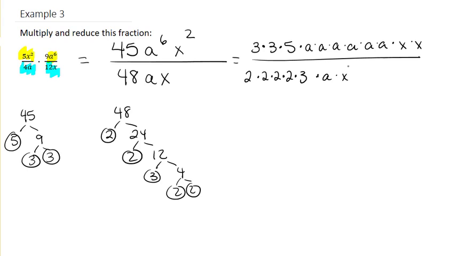So now let's go ahead and cross out the ones we have in common. So we have an a here and an a here. We'll cancel those out. And an x here and an x here. We'll cancel those out. Then we have a 3 here and a 3 here. And then no other numbers share a common factor on this, so we would just cross all these out.